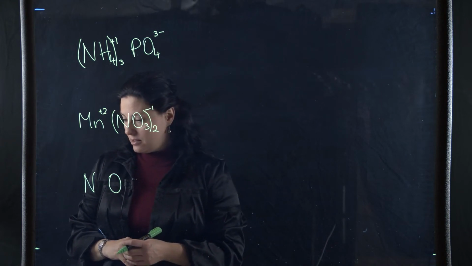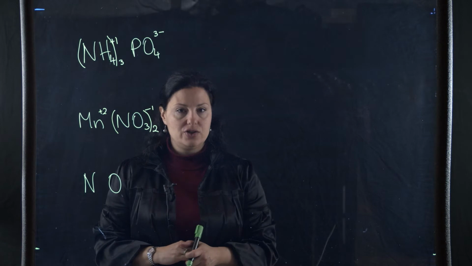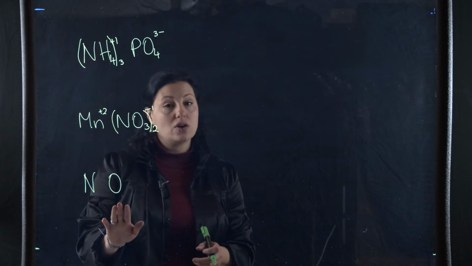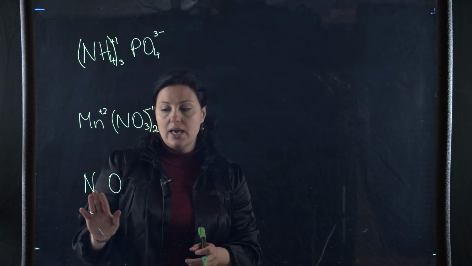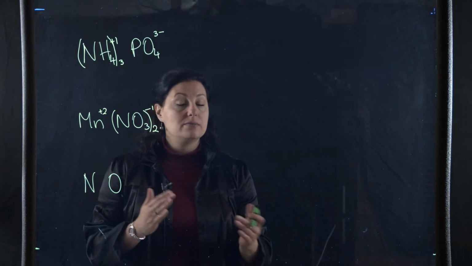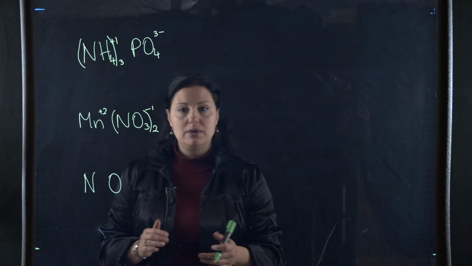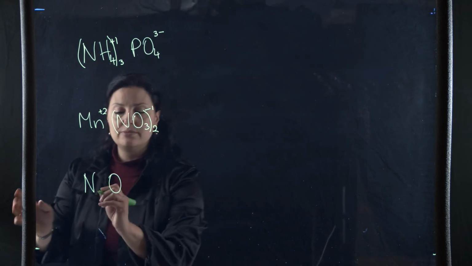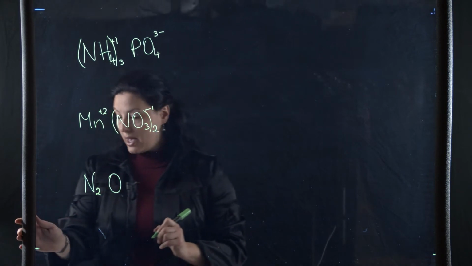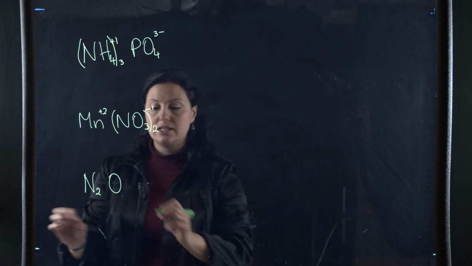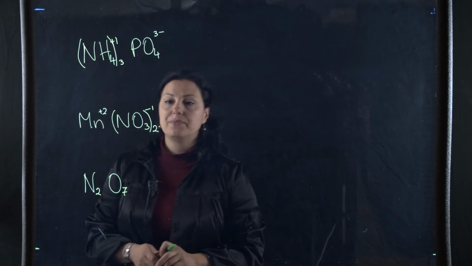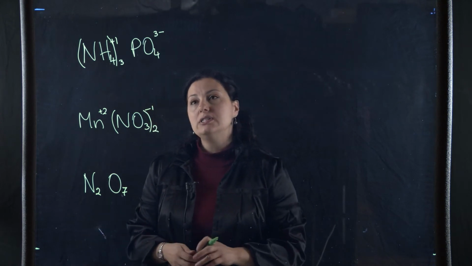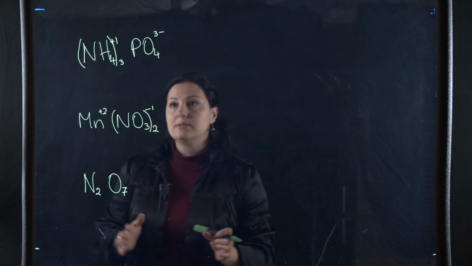And the last compound is dinitrogen heptoxide. This is a covalent compound because it's 2 nonmetals, and the prefixes tell me how many of each element I have. Dinitrogen tells me I have 2. Heptoxide, hepta stands for 7, so this is the formula, N2O7. Now that I have the formulas, I can figure out the molar mass.